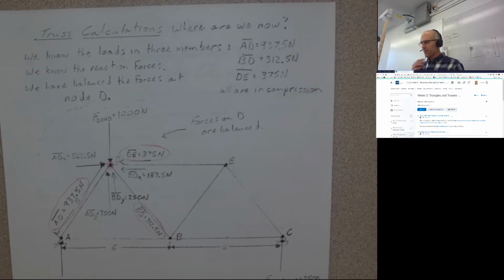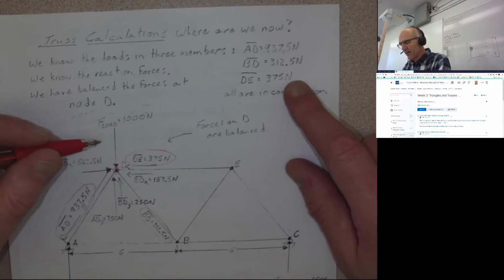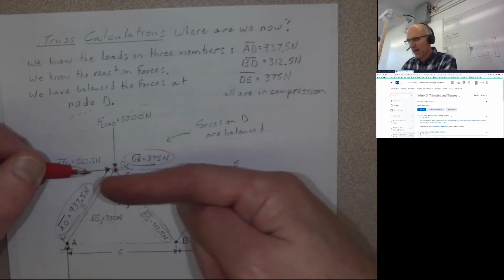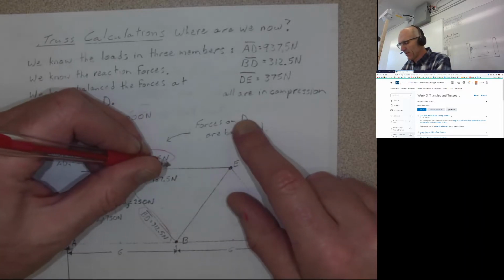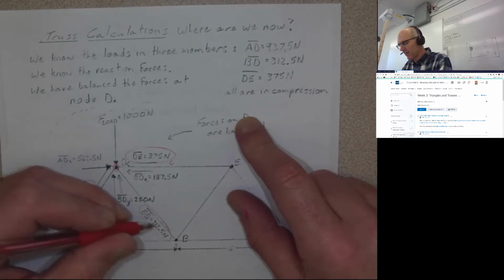Okay, now keep in mind this one's pushing this way, so it's good to say whether they're in tension or in compression. Well, if E is pushing that way on D, this member is going to be in compression. A is pushing up on D, that's going to be in compression.